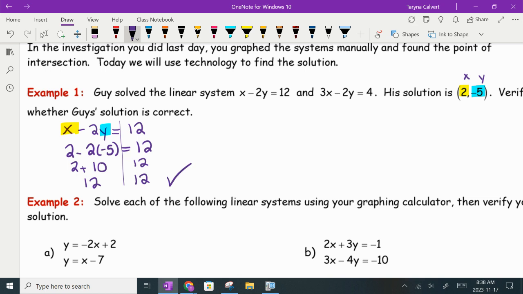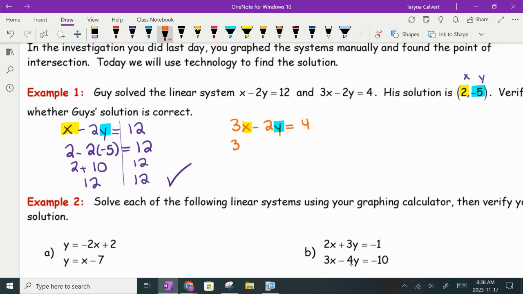Again, checking only one is not enough, right? If you did your homework yesterday, did some of them work in one and not the other? Yes. That's why it's so important that you check both, because just because it worked in one does not mean it's a solution to the system. So then you grab the other one, and again you just put your values in. You're doing substitution of numbers.